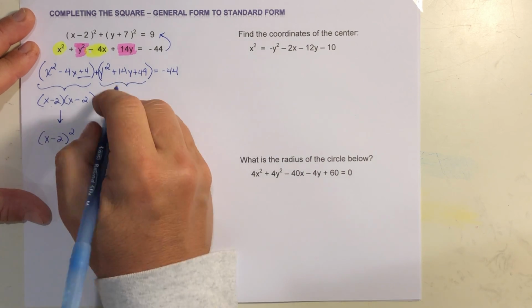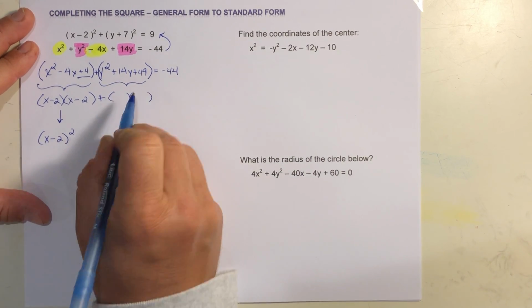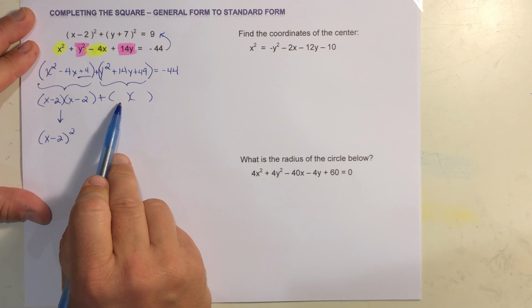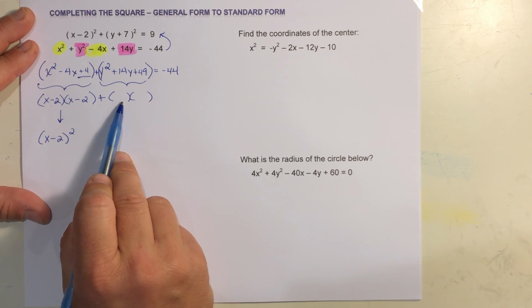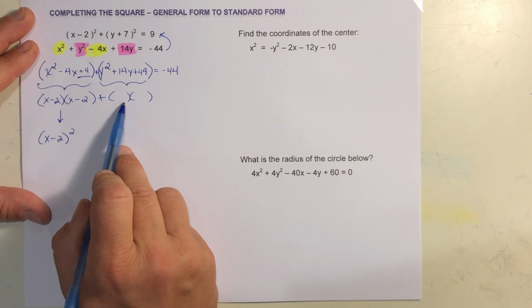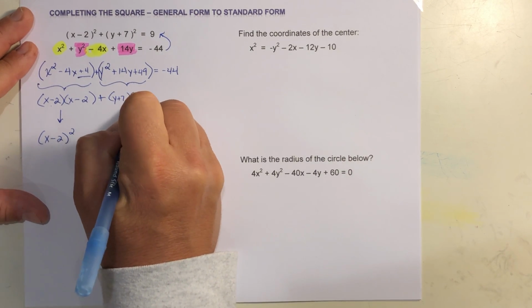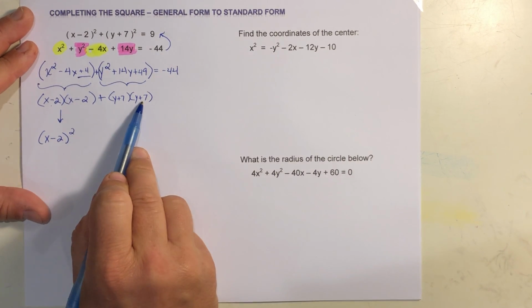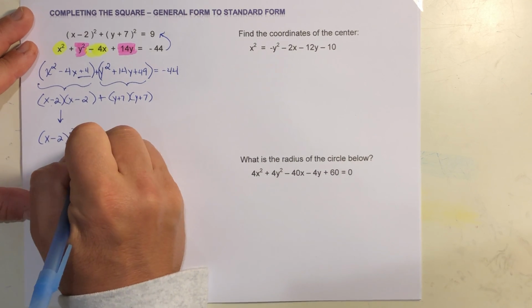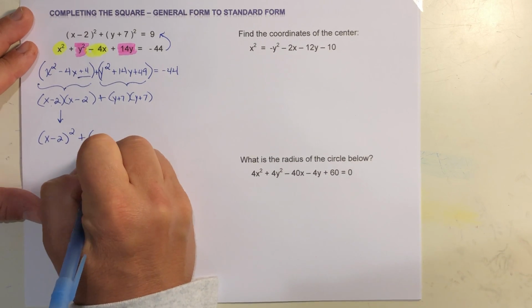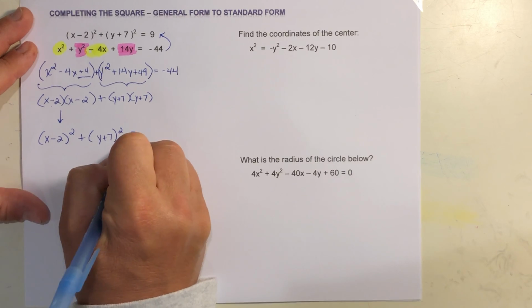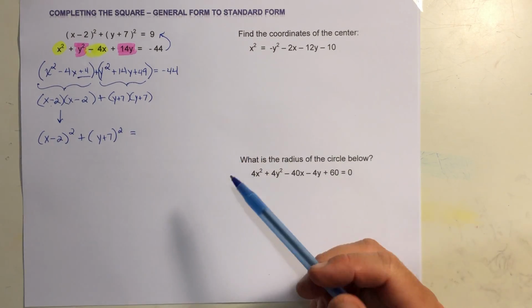Now, I want to create the identical factors. So I need a number that, when added to the same number, gives me 14, and when multiplied by the same number gives us 49. That's going to be 7. So now I'll get my y plus 7, y plus 7. I can rewrite that as y plus 7 quantity squared. But I want you to notice something here.